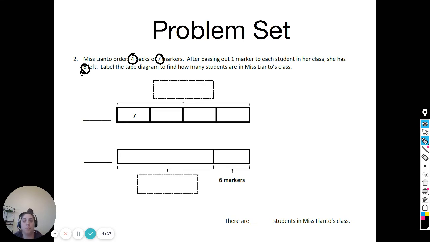I'm going to give you about a minute to go ahead and get those tape diagrams. There's 2 different ones, okay? I'm going to give you a minute to get those ready on your board for us to fill in.